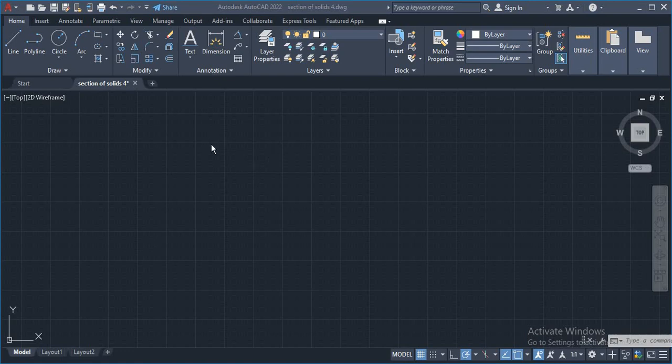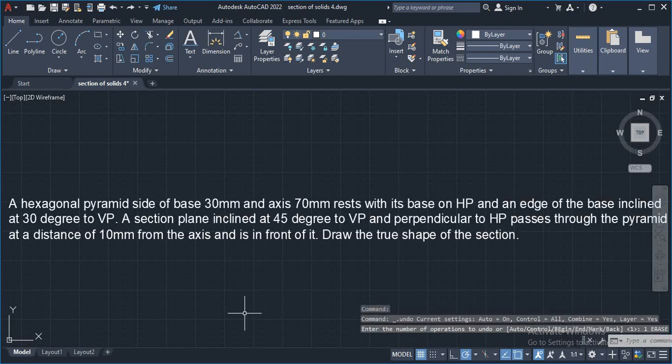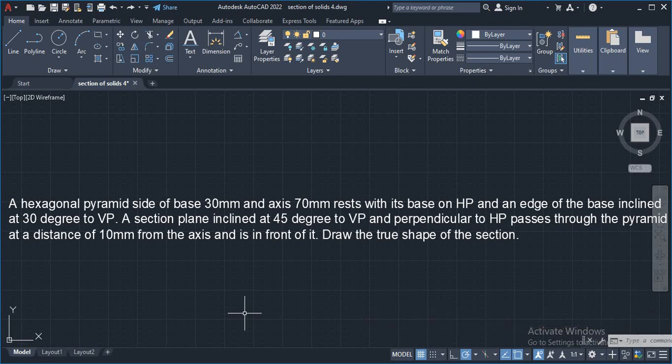So we will discuss another problem in section of solids. So this is the problem. A hexagonal pyramid, side of base 30 mm and axis 70 mm, rests with its base on HP and an edge of the base inclined at 30 degree to VP. A section plane inclined at 45 degree to VP and perpendicular to HP passes through the pyramid at a distance of 10 mm from the axis and is in front of it. Draw the true shape of the section.